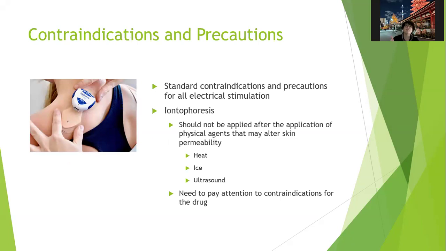So standard contraindications and precautions for all electrical stim apply to ionto as well, but there are additional ones. It shouldn't be applied right after the application of physical agents that can alter skin permeability, like heat, ice, or ultrasound. So when you're planning your treatment, if ionto is involved, you want to make sure that those other modalities are not involved. And you need to pay attention to contraindications for the drug. Most of the time we're using dexamethasone, but there are some other drugs that are occasionally used for iontophoresis. So make sure that you know what the contraindications for those are as well.